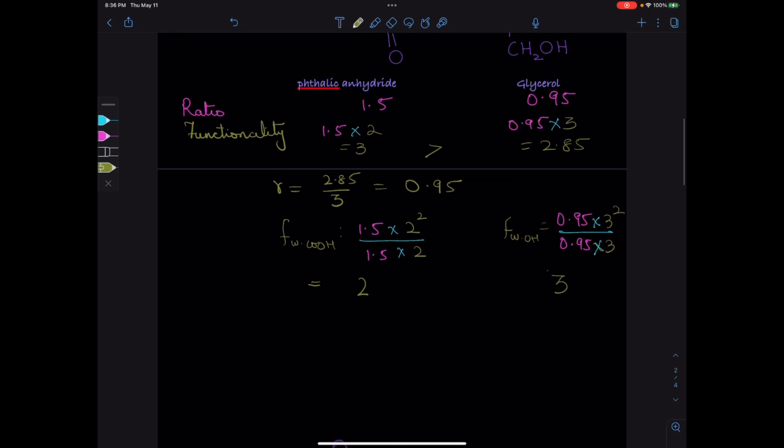Plugging this into the Stockmeyer's equation, we get Pc equals 1 over square root of R, which is 0.95, times (2 minus 1) times (3 minus 1). And that gives us a Pc value of 0.7071.